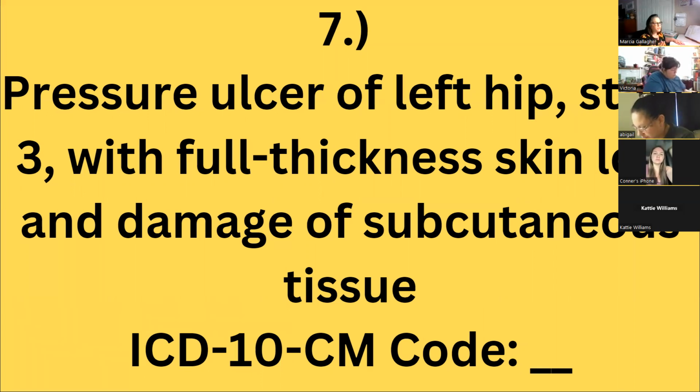Stage 3, and then what do we need to look for? Hip. Yes, because left hip. That's right. We look for left when we get to the tabular because it's not telling us in the index, but yes, the hip. So Katie, what's the code that we need to be checking in our tabular? L89.2. All right, so let's go.